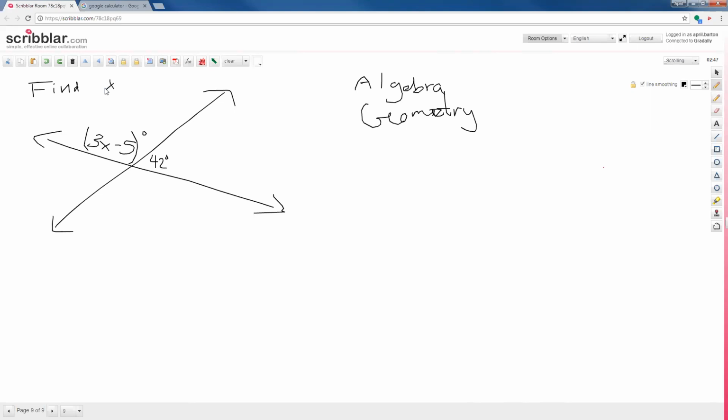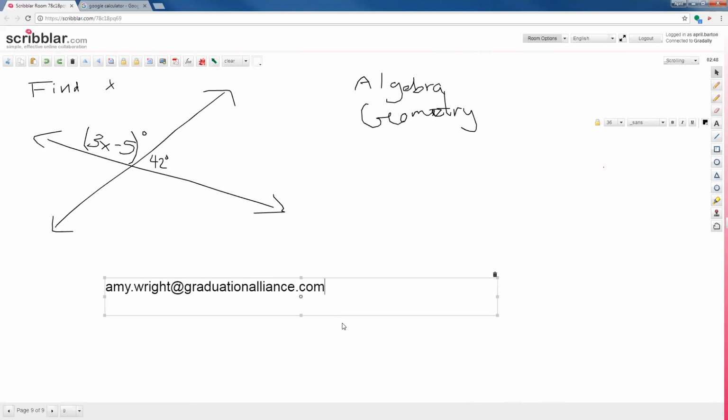Oh, and I just saw the other messages. I apologize. When is the OGT? I do not know that. Our testing coordinator, Amy, is in charge of figuring that out, because everyone's in a different part of Ohio. You might be able to go online and pick a date, but it kind of depends on where you actually live in Ohio. So that's a question for Amy. If you email Amy at amy.wright@graduationalliance.com and ask her that, she can help you because she knows where all of you are located and what the specific testing situation is for where you're located.